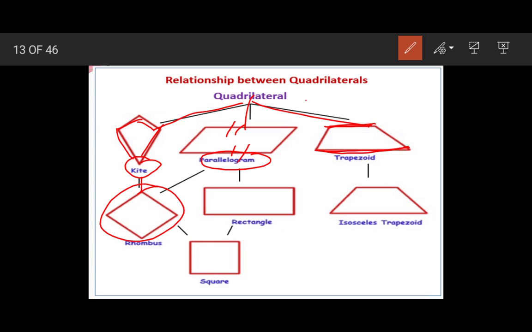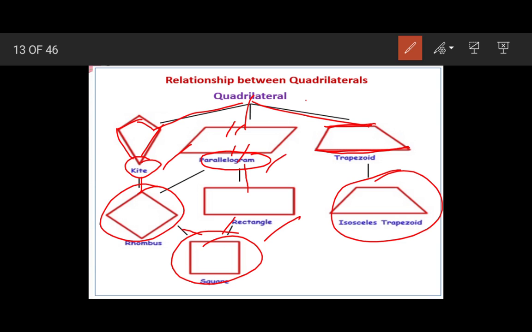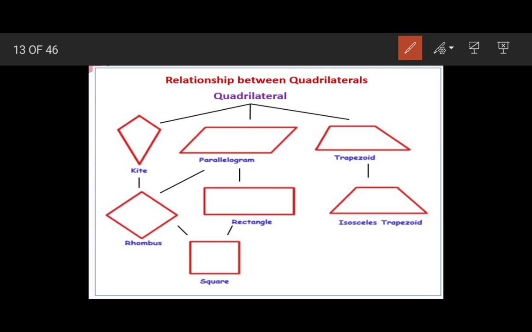Then in parallelogram there is a figure which is similar to parallelogram known as a rectangle, and from rhombus and rectangle we get a figure which is known as a square. Then in trapezoid there is a figure known as an isosceles trapezoid. So kite, parallelogram, trapezoid. From kite we are having rhombus, from parallelogram we are having rectangle and square, and from trapezoid we are having isosceles trapezoid.